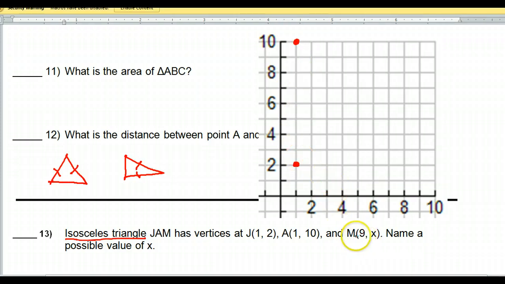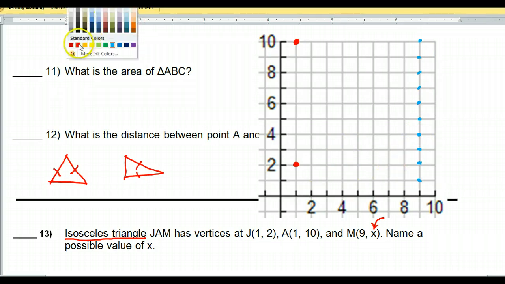Now, we know that the other vertex is 9, something. So that means it's over 9 up something, alright? We're supposed to find out what this unknown value is that says how high it is. So these are the possibilities. We know it's 9, something. What is it? Is it 9, 1, 9, 2, 3, 9, 4, 5, 6, 7, 8, 9, 10? Alright, the question is which of these will form an isosceles triangle.